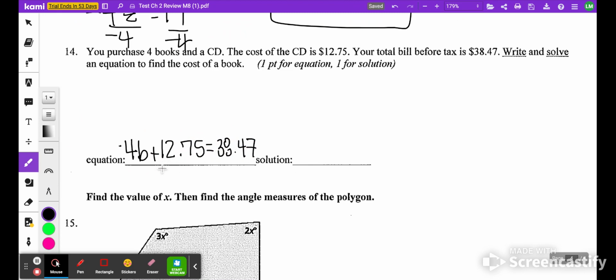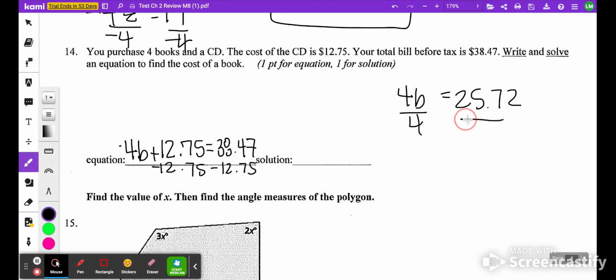Then we're going to subtract 12.75 from 38.47. 38.47 minus 12.75 is 25.72. And I'm all over the place with my work today. Then I'm going to divide by 4. And it is $6.43.